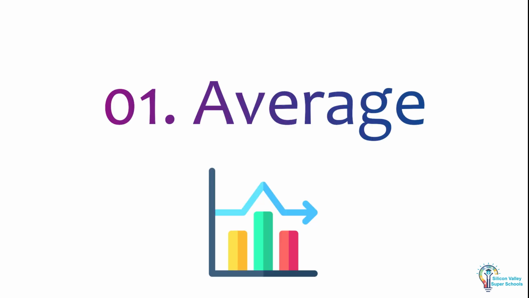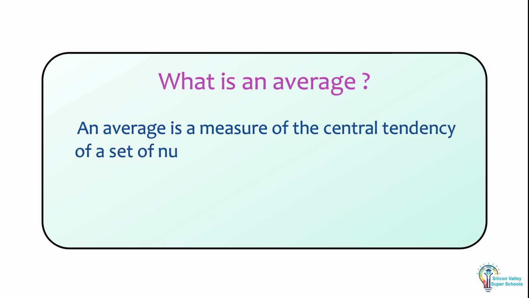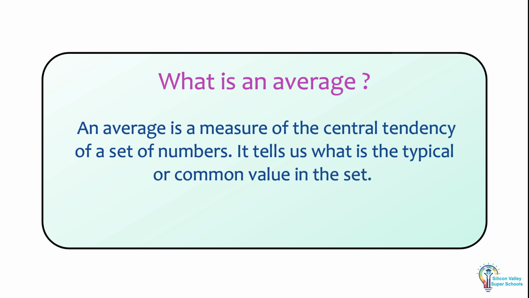Let's start with average. What is an average? An average is a measure of the central tendency of a set of numbers. It tells us what is the typical or common value in the set. There are different types of averages, such as mean, median, and mode. Let's look at each one of them.